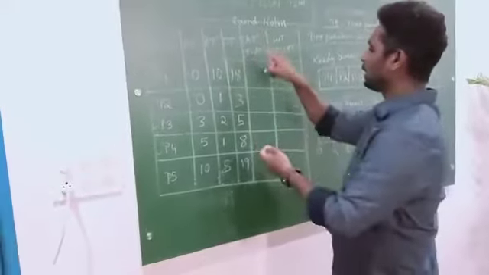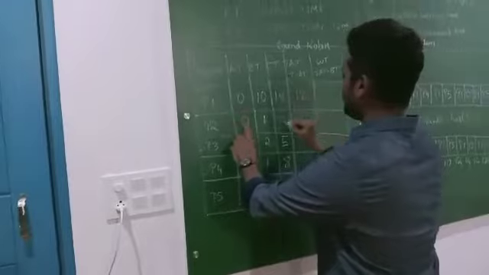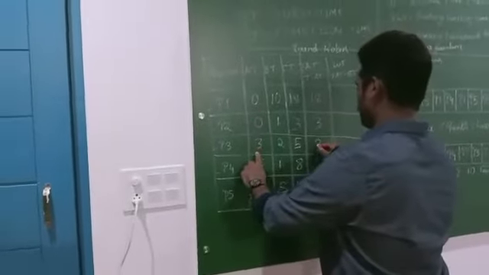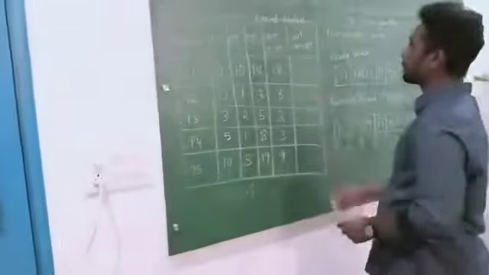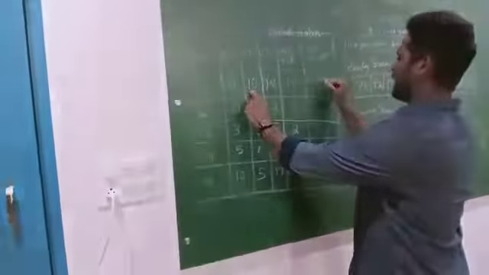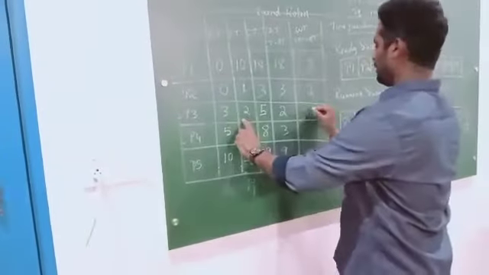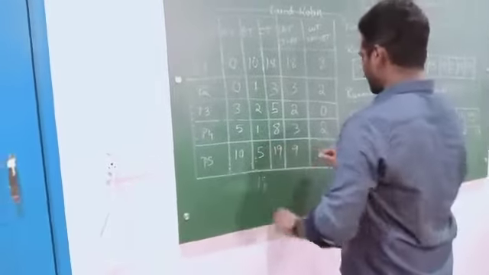So now turnaround time: completion time minus arrival time. 18 minus 0 is 18, 3 minus 0 is 3, 5 minus 3 is 2, 8 minus 5 is 3, 19 minus 10 is 9. Waiting time is turnaround time minus burst time. So 18 minus 10 is 8, 3 minus 1 is 2, 2 minus 2 is 0, 3 minus 1 is 2, 9 minus 5 is what?